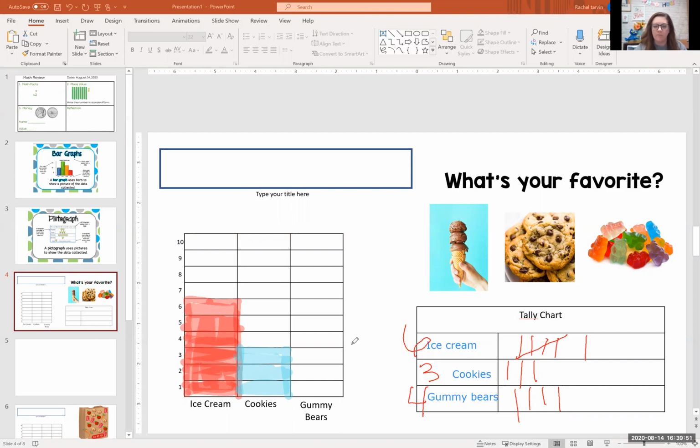All right, gummy bears, let's look. There are 4 people who voted for gummy bears. So again, I'm gonna go up 1, 2, 3, 4, and over and down. It makes a nice little rectangular column. Let's color it in. 1, 2, 3. It's okay if you get a little bit out of the lines. 4. All right.